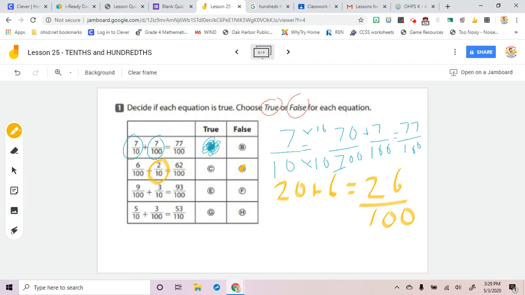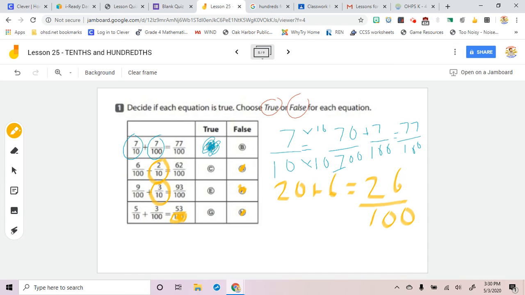9 plus 30, remember, every tenth is worth 10/100, so 3/10 is 30/100, and 30 plus 9 is 39, not 93. So that one's going to be false too. And this one right away, 5/10 plus 3/100. Why is that of 110? We're only doing tenths and hundredths, if you remember the learning goal. So you should have had true, false, false, false.